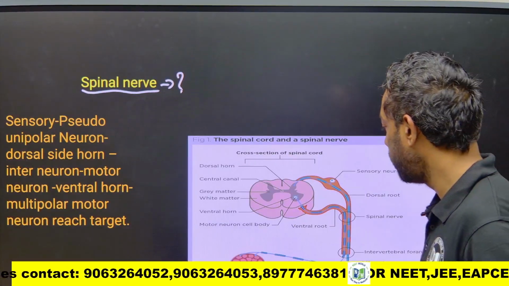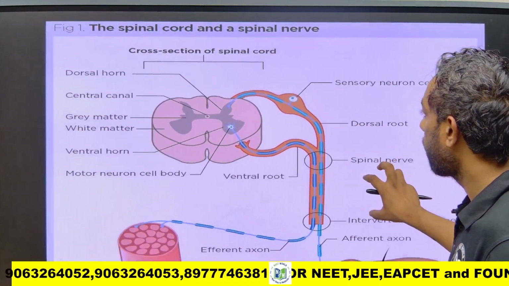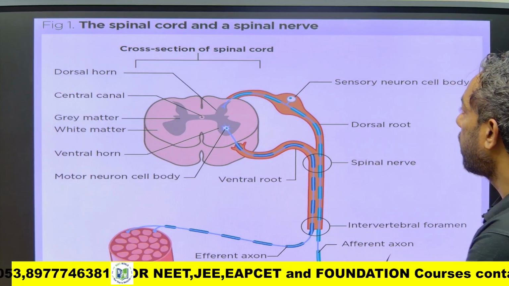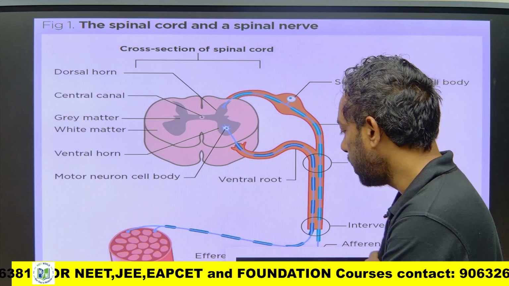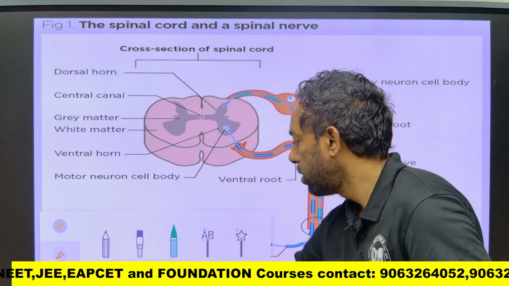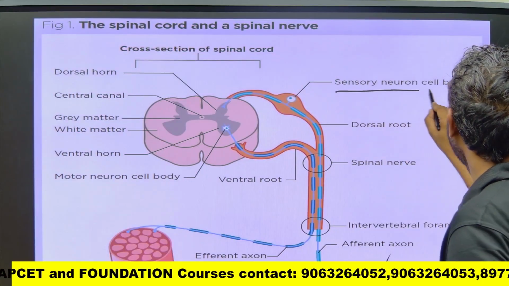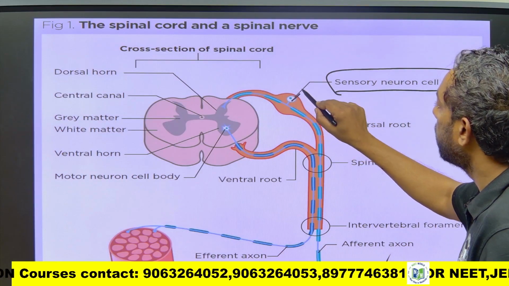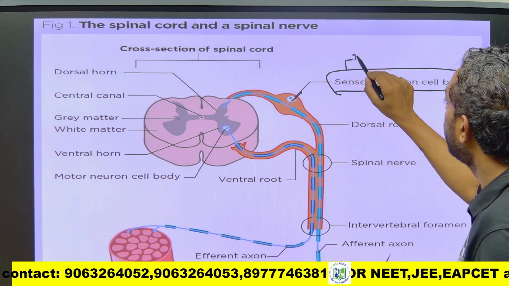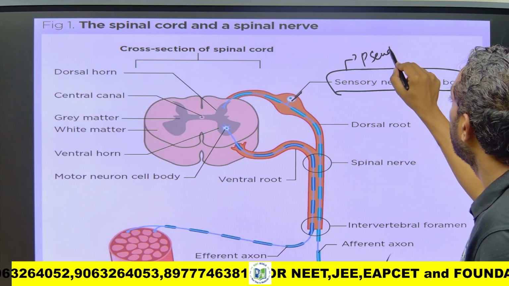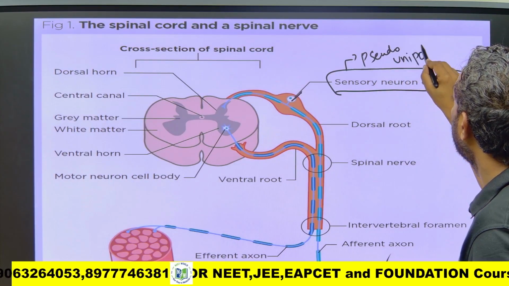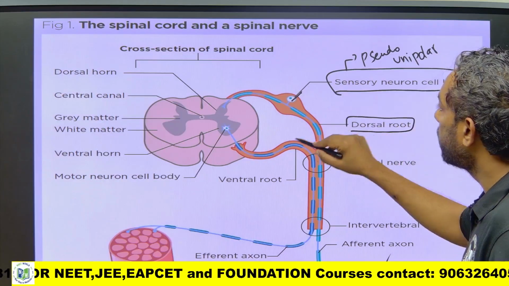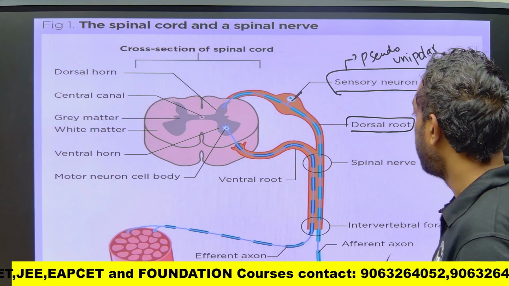What is a spinal nerve? Just look here. The spinal nerve is a mixed nerve. The dorsal horn carries motor information and sensory information. Sensory neuron cell bodies are pseudo-unipolar. The cell body is in the middle of the neuron, which is a pseudo-unipolar neuron. And this is the dorsal root, which can take the information here.